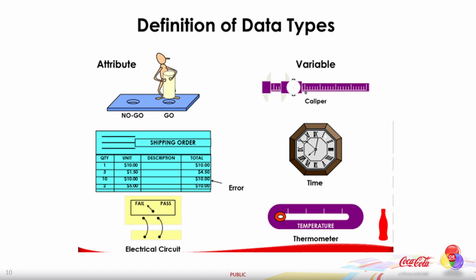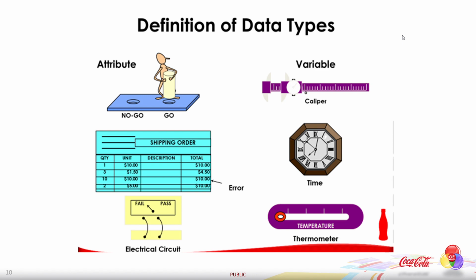So today we will start from the definition of data types. Here we have basically two types of data. One is attribute data and the other is variable data. Attribute data is basically in the form of two conditions: yes or no, go or no go, fail, pass, whereas variable data is a big range of numbers or a larger range of different values.